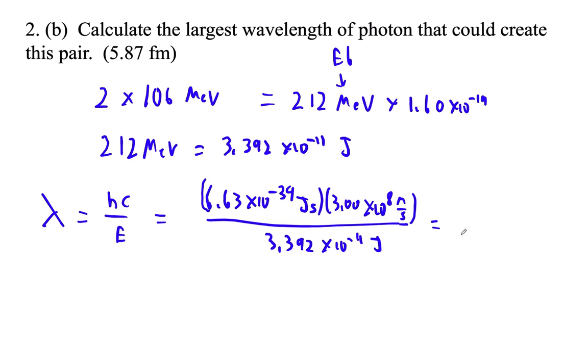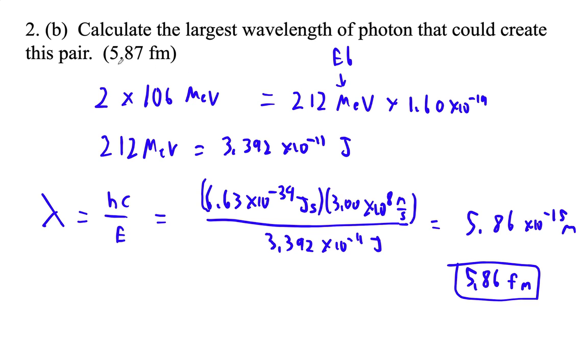So 6.63 E minus 34, times 3 E8 divided by the answer I just got is 5.86 times 10 to the minus 15th meters, right? Which would be 5.86 femtometers. Now, the answer up here is, and the IB would take either of these answers.